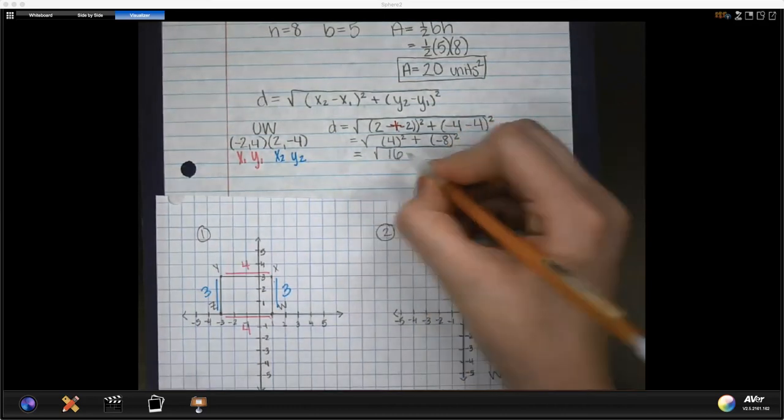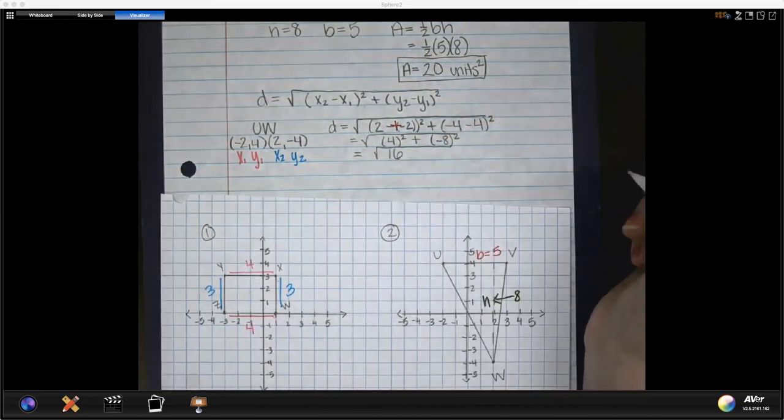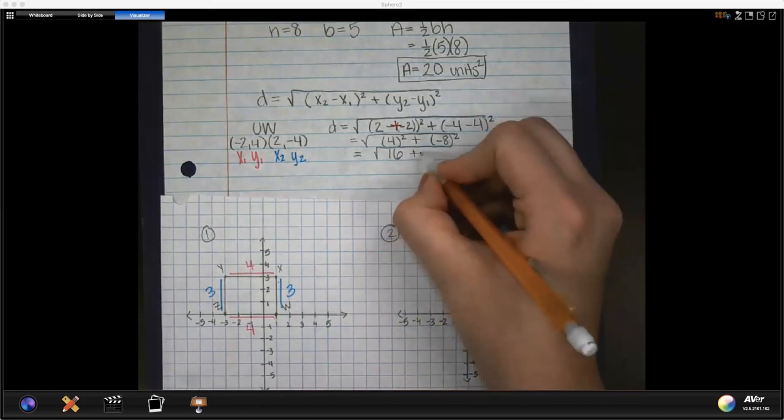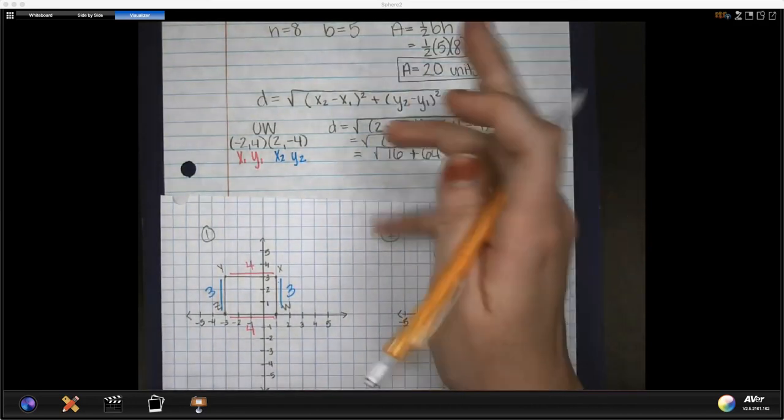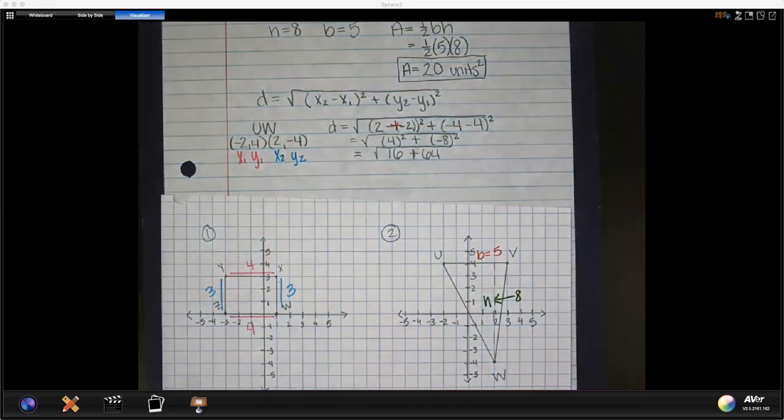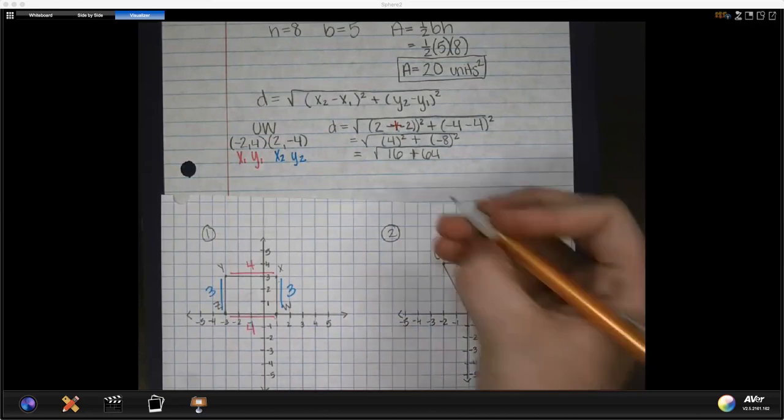Okay, 4 squared is 16. What about -8 squared? 64. It doesn't matter that it's negative when you square it. If the negative is included in the parentheses, a negative times a negative is always positive. So -8 times -8 is still 64. Okay, and what's 16 plus 64? 80.